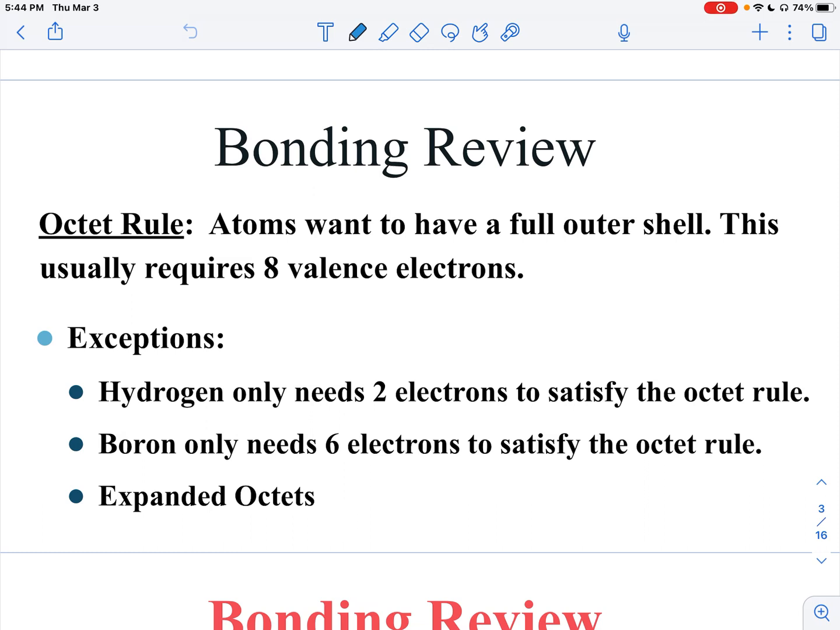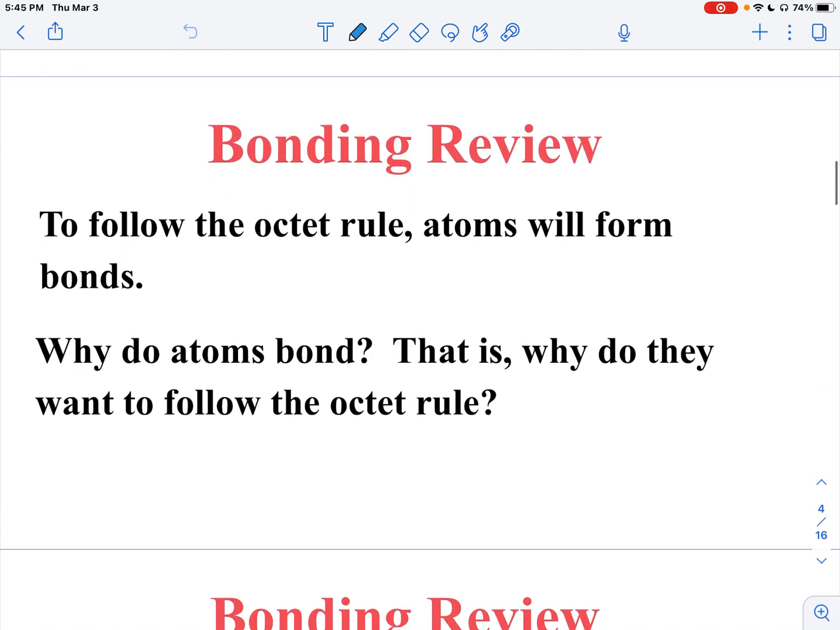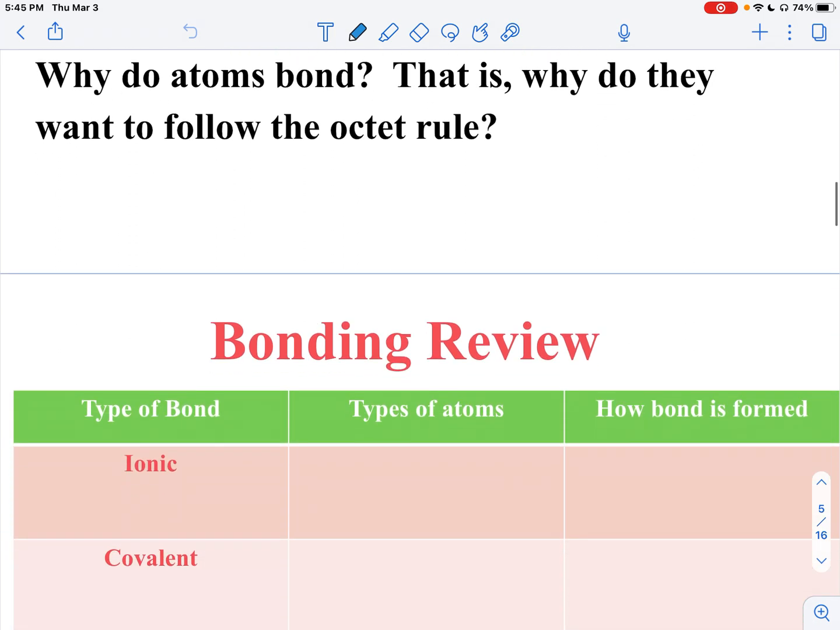We call that attaining a noble gas configuration. This usually requires 8 valence electrons. There are 3 main exceptions. Hydrogen only needs 2. Boron only needs 6. And then we also have something called expanded octets. We already talked about this. They bond to become more stable.